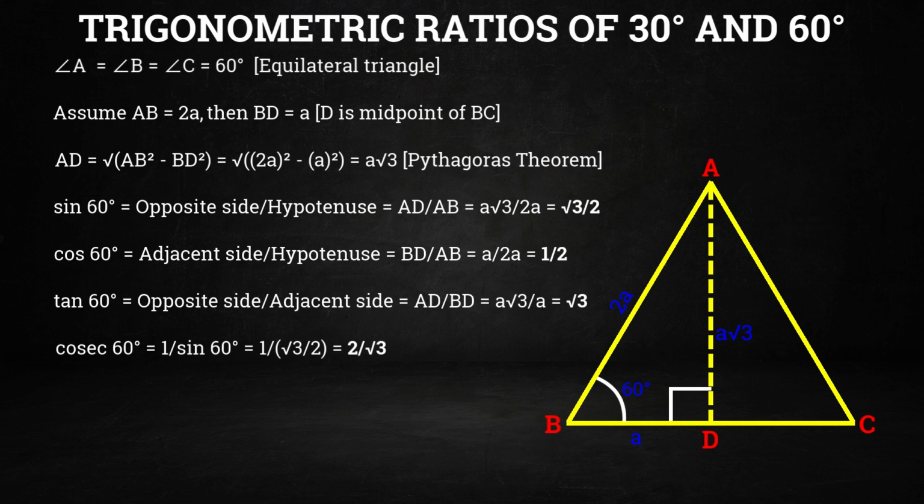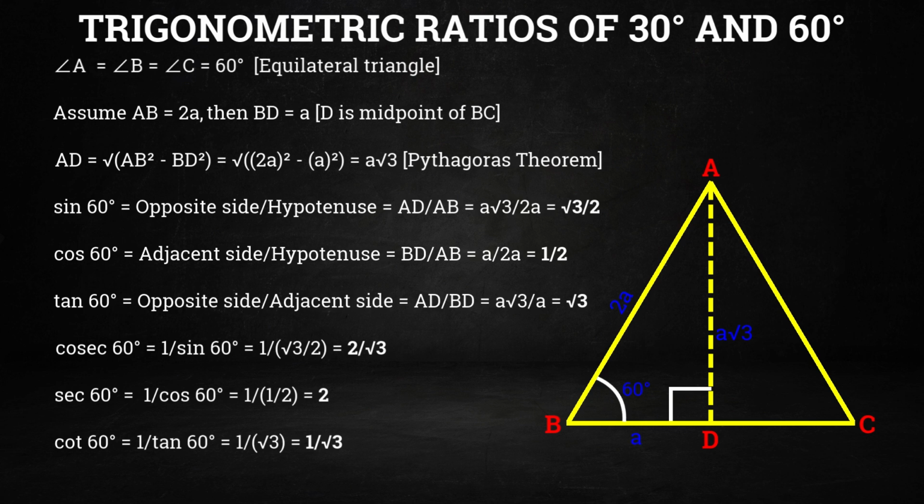Cosec 60 degree, which is 1 by sine 60 degree, equal to 2 by root 3. Sec 60 degree, which is 1 by cos 60 degree, equal to 2. Cot 60 degree, which is 1 by tan 60 degree, equal to 1 by root 3.